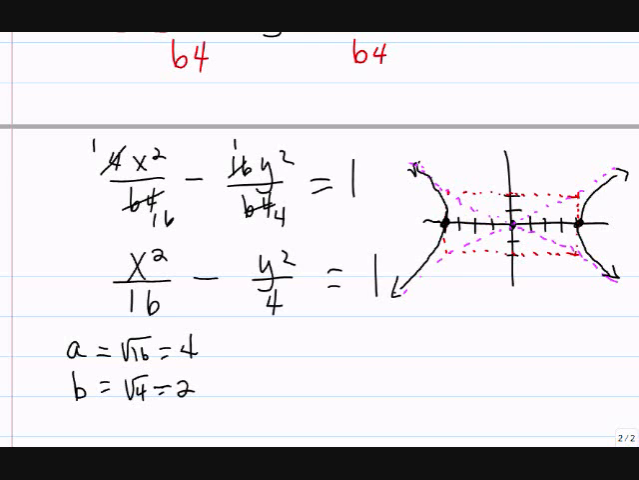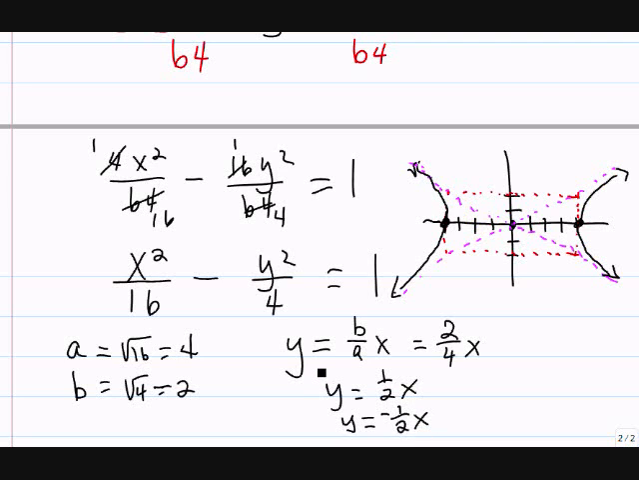That a and that b, making that box, really helps me be able to graph these correctly. So the equation for my asymptote is y equals b over a times x, which is 2/4 x, or y equals 1/2 x. And the other asymptote is y equals negative 1/2 x.